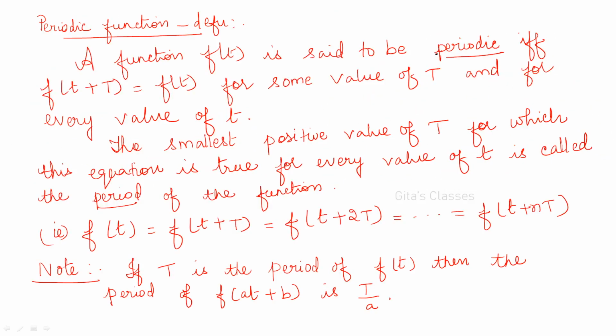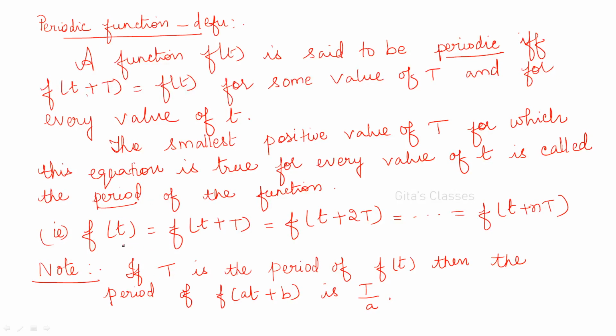Now, if you read the definition, you will understand. A function f of t is said to be periodic if and only if f of t plus capital T is equal to f of t for some value of capital T. So, here capital T is 2 pi. In that example, we have seen capital T will be 2 pi. And this holds for every value of t. So, the smallest positive value of T for which this equation is true for every value of t is called the period of the function.